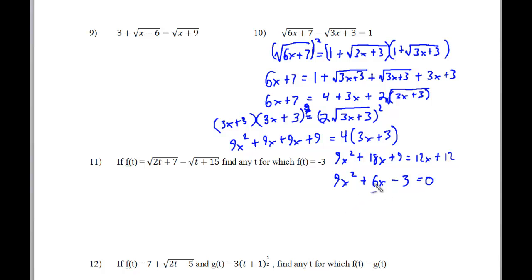Now we have to factor this. One of the best things to do, the first rule of factoring, is to factor out a common term, which is going to be 3. So I get 3 times 3x squared plus 2x minus 1 equals 0. Now I've got to figure out how to do this tricky trinomial.